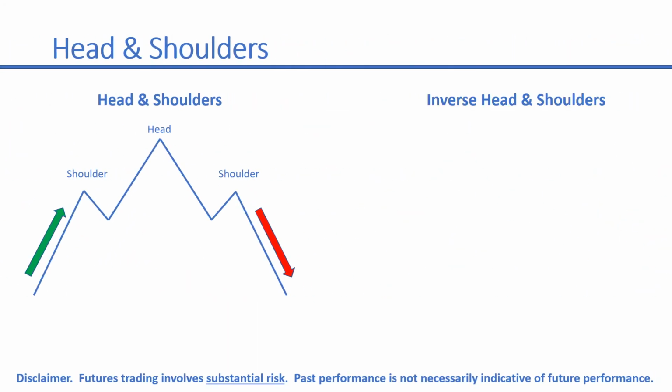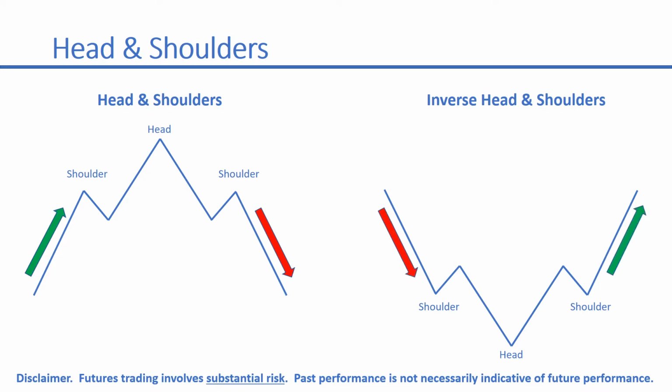An inverse head and shoulders pattern is simply the same pattern but turned upside down. It follows the same structure as the head and shoulders pattern but in mirror form. This is also a reversal pattern. It forms in established downtrends and then reverses upwards.